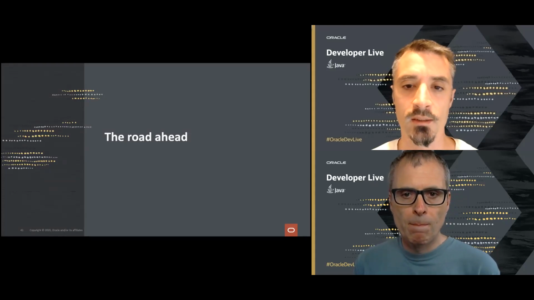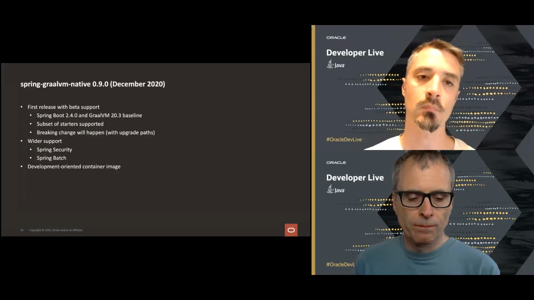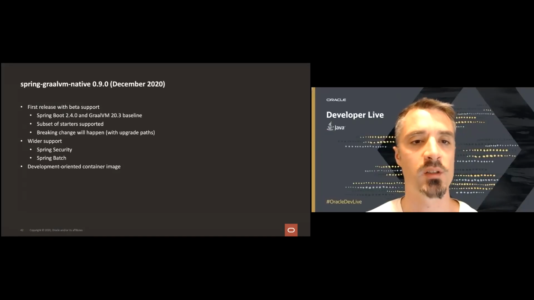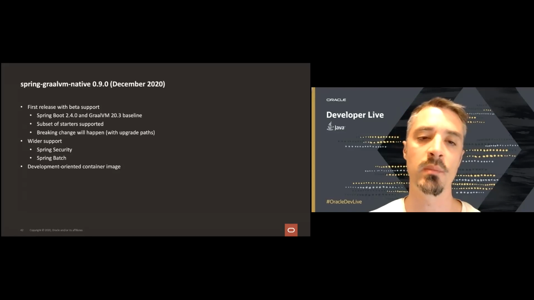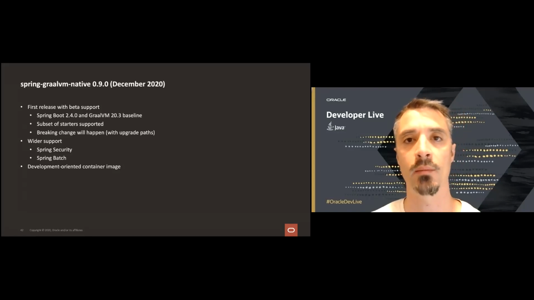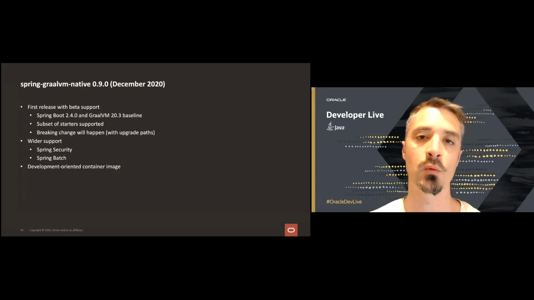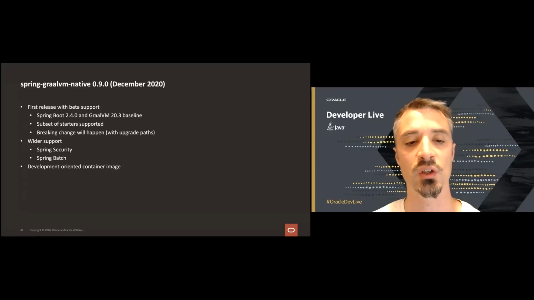Thanks, Andy. So yeah, let's talk about the future. In December, we plan to release Spring GraalVM Native 0.9, and that's a pretty important milestone because that will be the first release with beta support. It will be based on Spring Boot 2.4 and GraalVM 20.3. We plan to target supporting a subset of starters, and breaking changes will happen, but we will provide upgrade paths. We plan to provide wider support, supporting interesting starters like Spring Security, Spring Batch, and we plan to provide a development-oriented container image in order to allow debugging with GDB, for example.